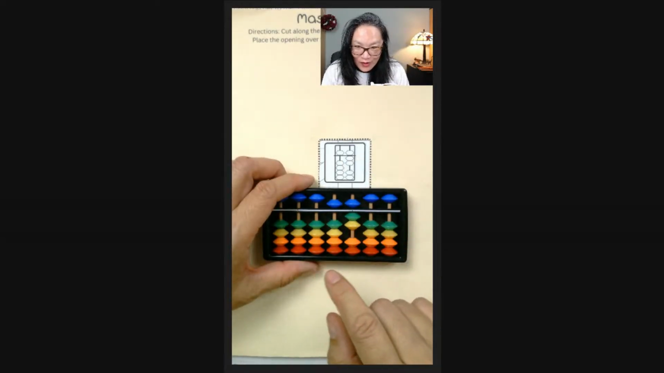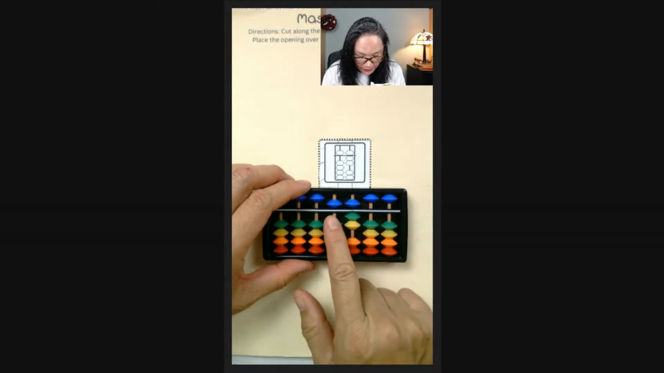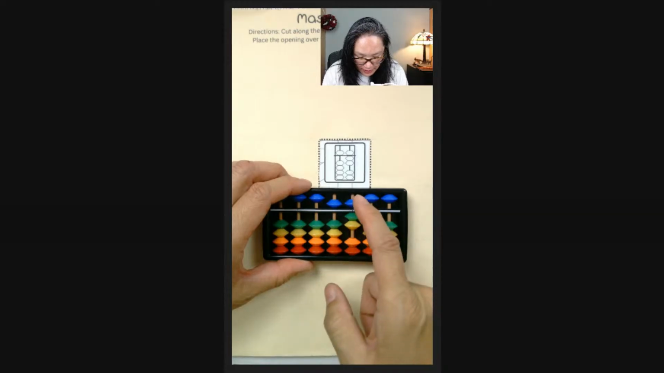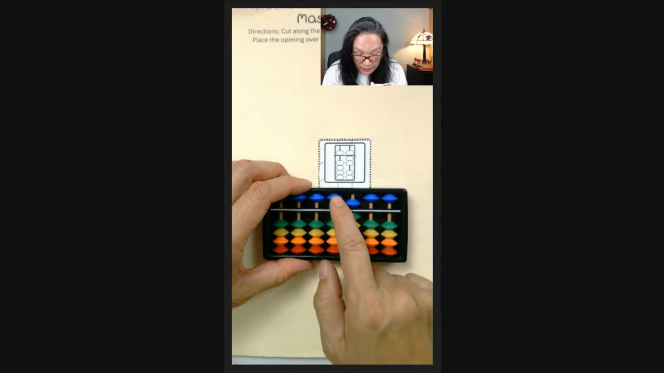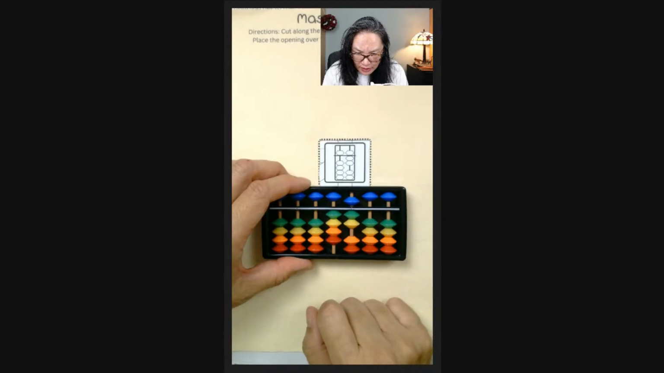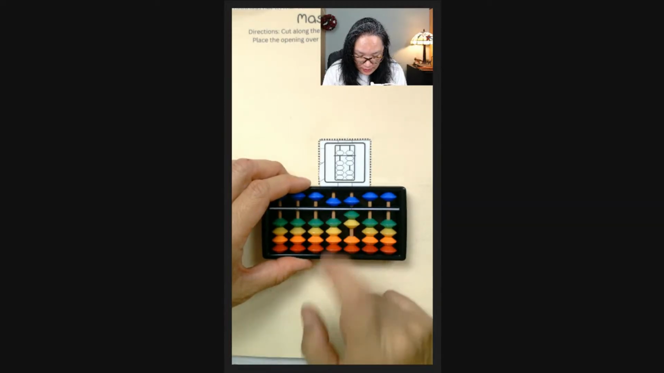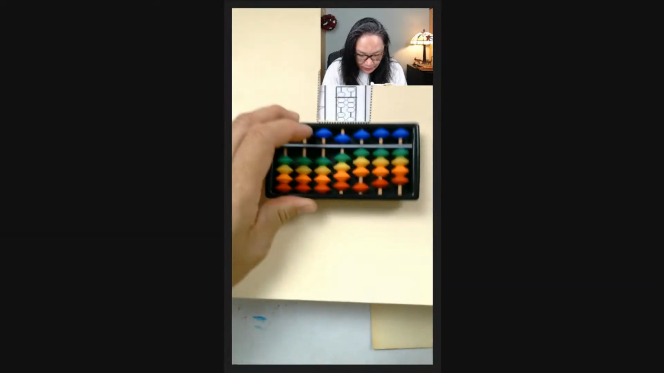Yes, 57. How do I know it's 57? Because it's a 5, and then 7: 5, 6, 7. 47, thank you, Valeria. 47 looks like this. Notice the top bead. The top bead will always be 5. So that's 57. Well done.